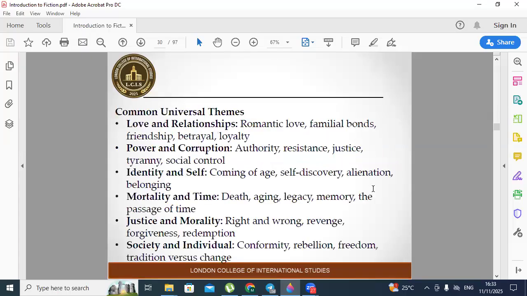Common and universal themes: love and relationships, romantic love, family bonds, friendship, betrayal, loyalty; power and corruption, authority, resistance, justice, tyranny, social control; identity and self, coming of age, self-discovery, alienation, belonging; mortality and time, death, aging, legacy, memory, the passage of time; justice and morality, right and wrong, revenge, forgiveness, redemption; society and individual, conformity, rebellion, freedom, tradition versus change.